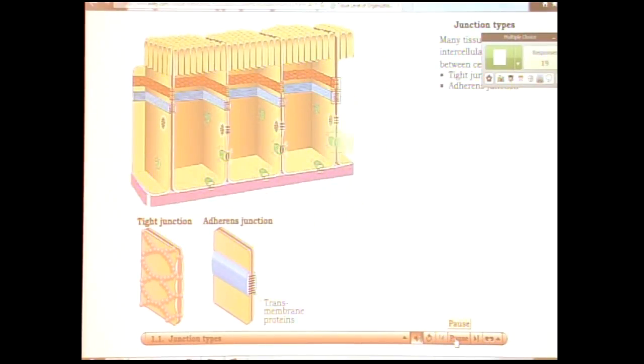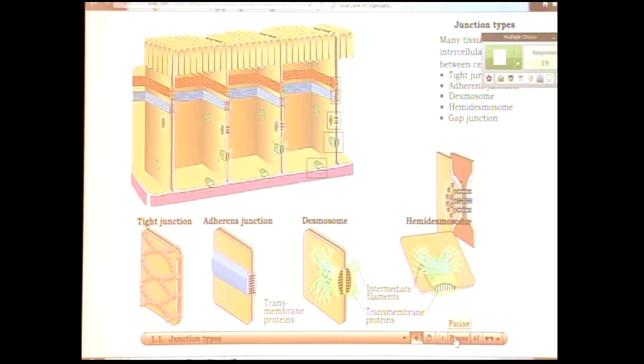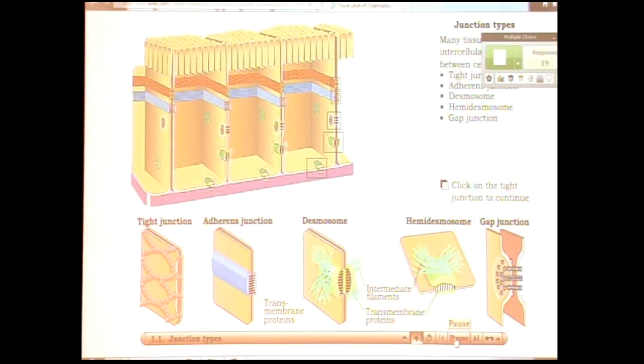So tight junctions, adherens, don't worry about desmosomes or hemidesmosomes. So we're going to look at gap junctions, adherens junctions, and tight junctions. And if you see from up here, these 2 cells are connected by all 3 of those. So it's not like you'd only find one in a cell. They could have all 3.